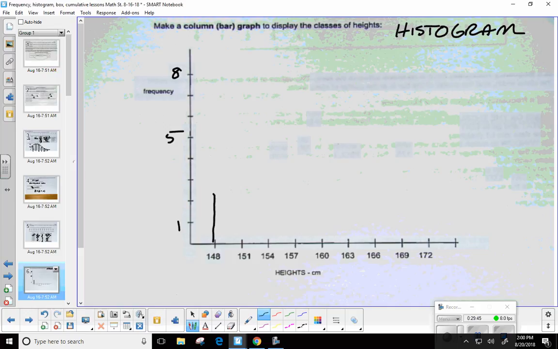All right, so we had how many elements in the interval 148 to 150? 3. So this first interval right here, I'm going to go up to 3, and then I'm going to come straight down, because 151 starts the next interval class. Does that make sense? This is the difference between a bar graph and what we're now calling a histogram. There's no spaces between them. Okay, so this one went up to 8.